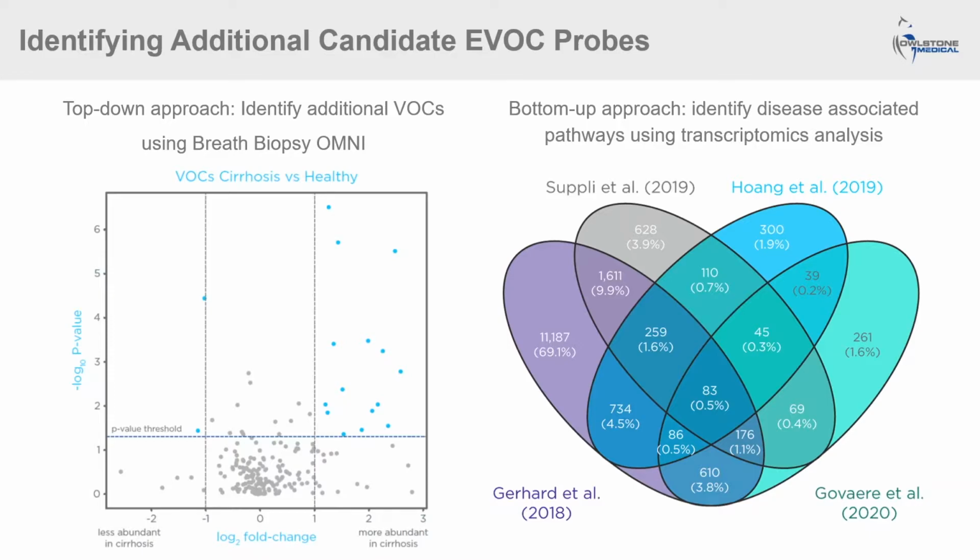We also used the bottom-up approach, as we can see on the right, where we looked at the hepatic RNA expression datasets from different studies. And we found several genes that were differentially expressed in agreement between these different studies. And we could target some of those genes with specific compounds to detect their activity in vivo through the breath.